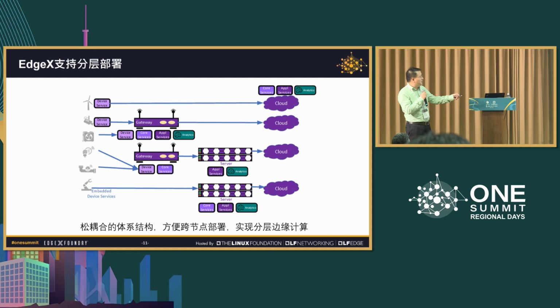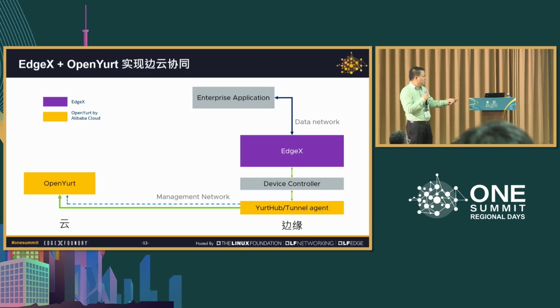You see, the EdgeX Foundry can be deployed in different layers from the edge to the cloud: the cloud, client computing, the device edge, and the network edge, so it is easy to deploy. EdgeX Foundry has also built a close collaboration with CSPs, like OpenYard in Alibaba Cloud. It will be a strategic collaboration together to build edge to cloud collaboration.